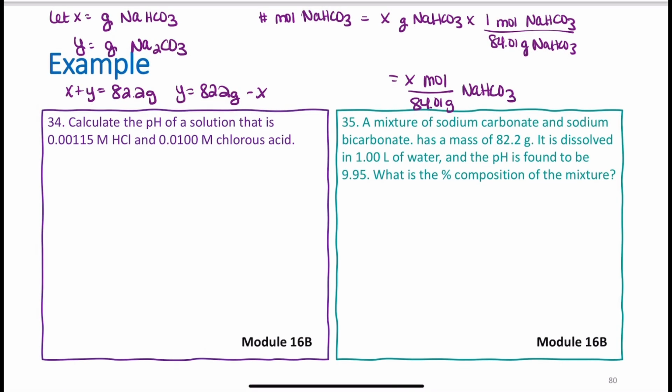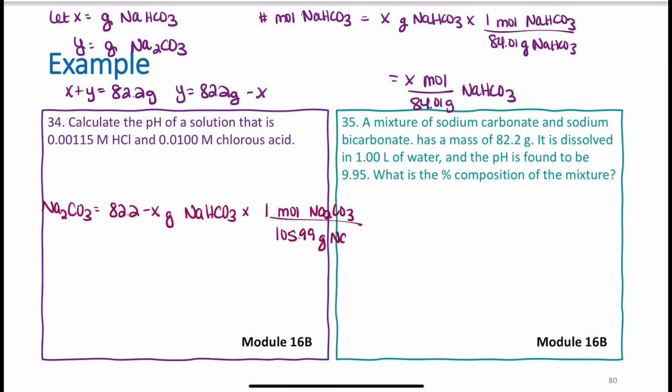And do the same thing for the carbonate. So my Na2CO3, 82.2 minus X grams. Sorry, I'm trying to make sure I've got the right things in here. Minus the grams of NaHCO3 times 1 mole. Definitely going to run out of space here. Move this down. 1 mole of Na2CO3 weighs 105.99 grams.